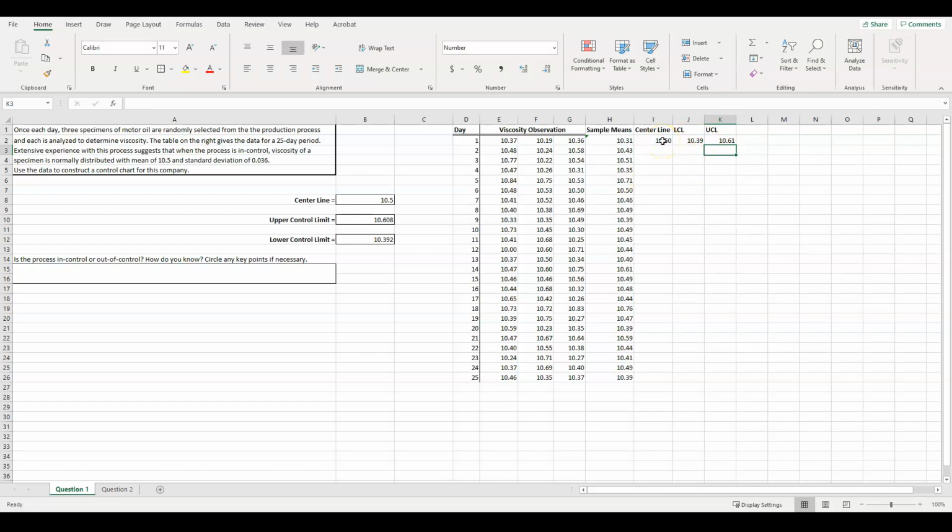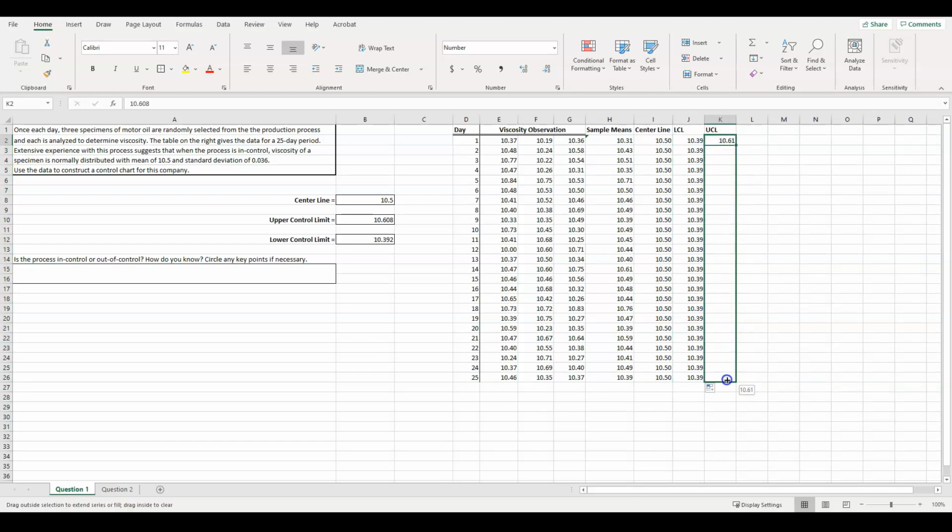So what we do is a weird thing, is we take each of these and we'll scroll it down to copy. All right, you just make a column completely filled with the center line, a column completely filled with the lower control limit, and a column completely filled with the upper control limit. And what that does is it tells Excel how to plot it.